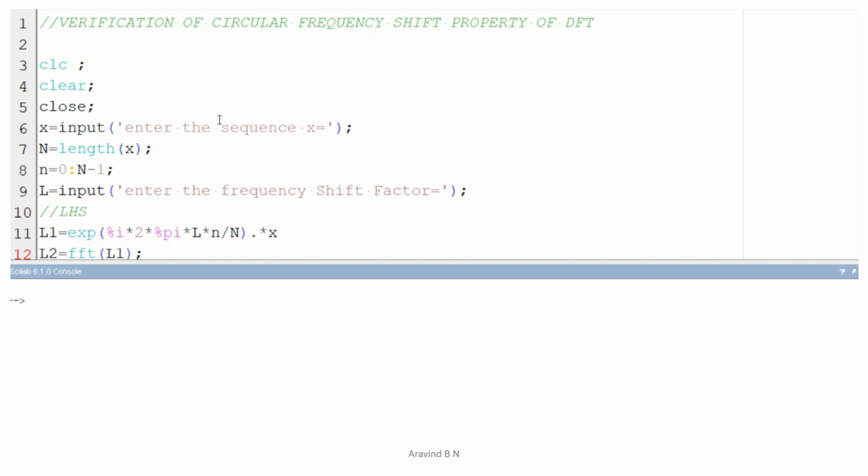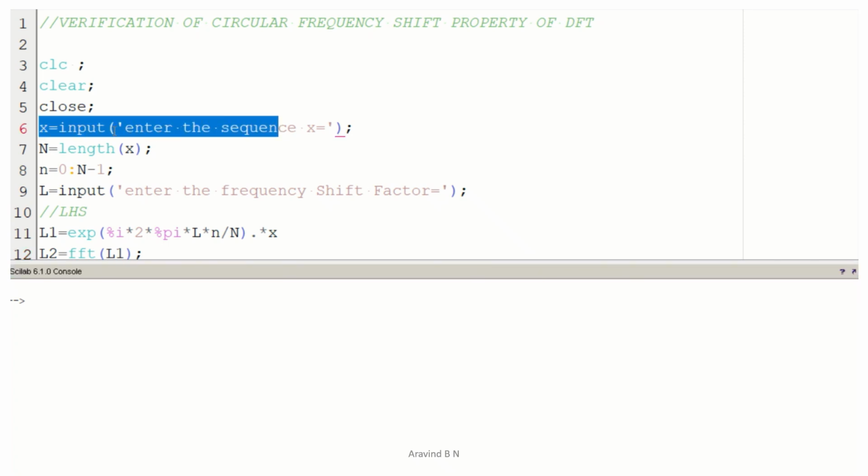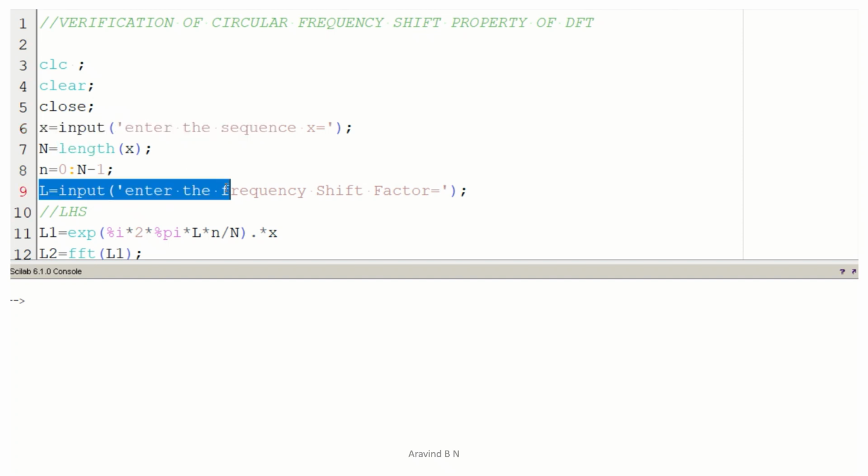Now here is the Scilab program for circular frequency shift property. First we are going to have the sequence x of n that is being entered over here. Then we are going to calculate the length of the sequence. Then we are going to have the input for the shift factor that is to be applied, and then we are going to calculate this exponential factor multiplied with this x of n representation. That is the LHS part we are calculating.